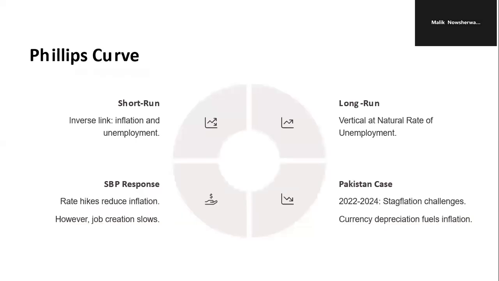Next, we have the Phillips curve, which describes an inverse relationship between inflation and unemployment in the short run. In the long run, however, the curve becomes vertical at the natural rate of unemployment. Pakistan's experience between 2022 and 2024 has been a classic case of stagflation, high inflation with stagnant or even rising unemployment. Currency depreciation worsened inflation, and while the SBP responded by raising interest rates, this also made it harder for businesses to invest and hire, which resulted in slowing job creation.